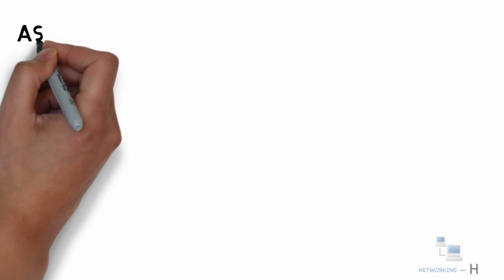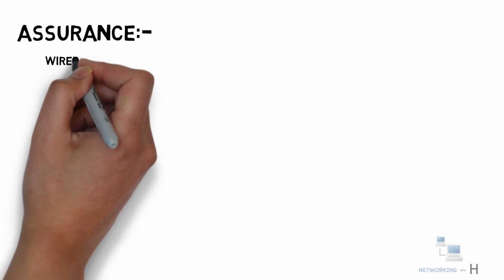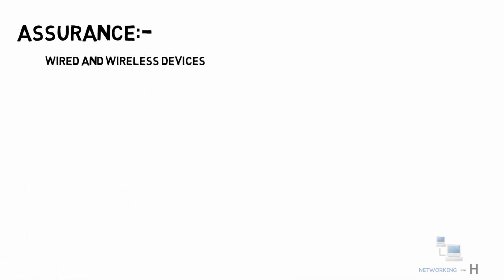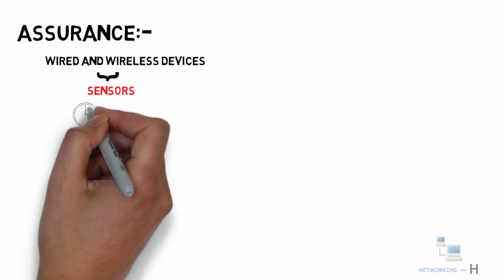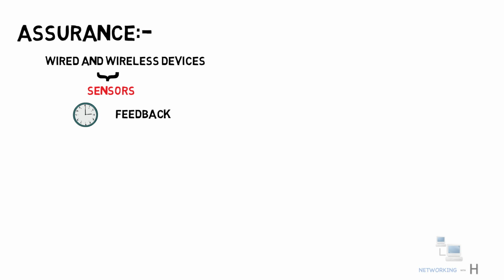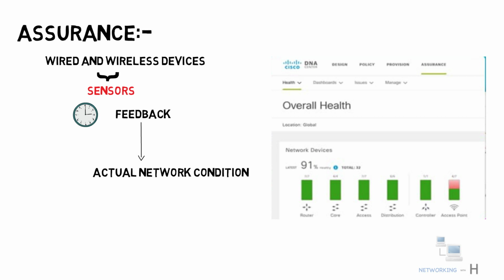Another thing that DNA Center enables is assurance. Cisco DNA Center uses your network's wired and wireless devices to create sensors everywhere, providing real-time feedback based on actual network conditions. With a quick check of health scores on the Cisco DNA Center dashboard, you can see where there is a performance issue and identify the most likely cause in minutes.